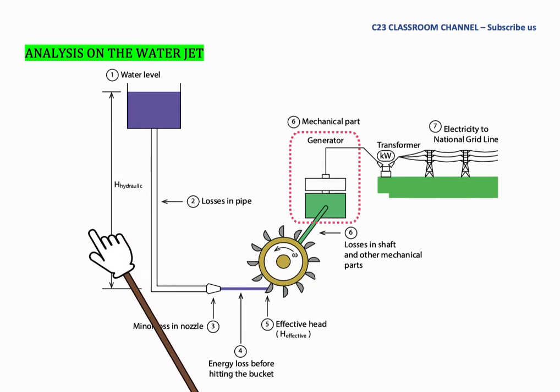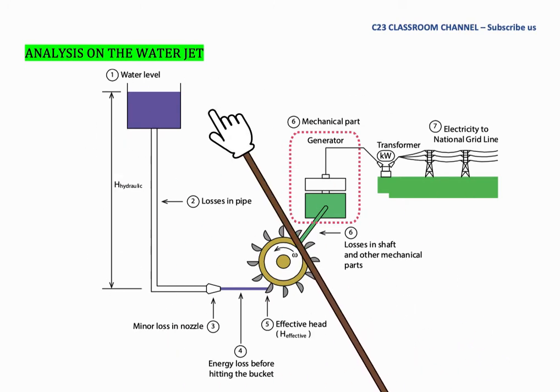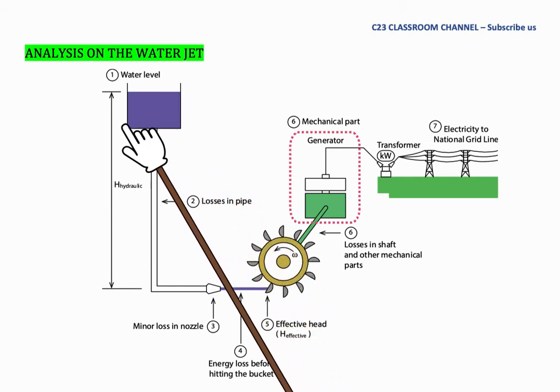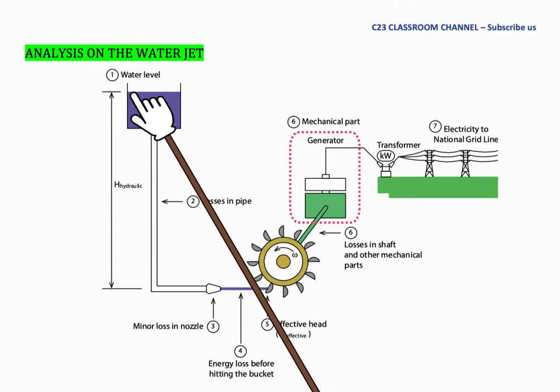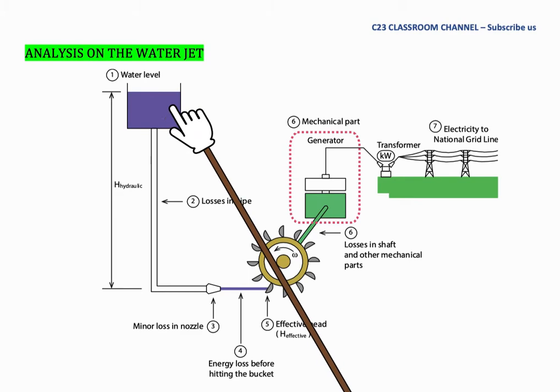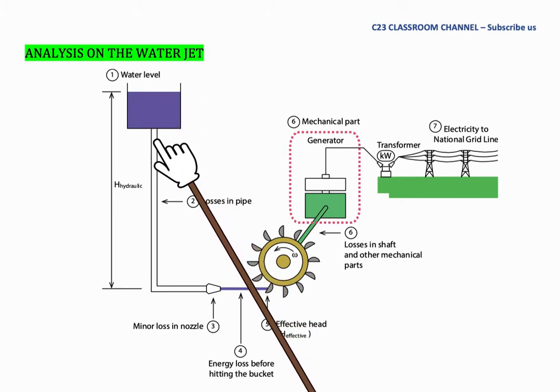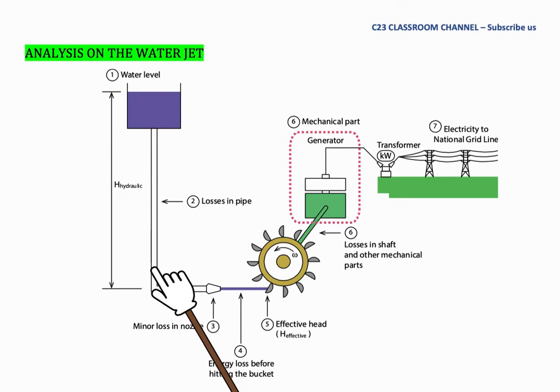So this is the basic diagram of a Pelton wheel. We have a water dam here, which I draw as a water tank, with a high water level. The water will flow through a pipe system, and to increase the velocity, we have a nozzle at the end of this pipe. The nozzle increases the velocity, so the water jet that comes out of the nozzle has high velocity, and this water jet will hit the bucket here.